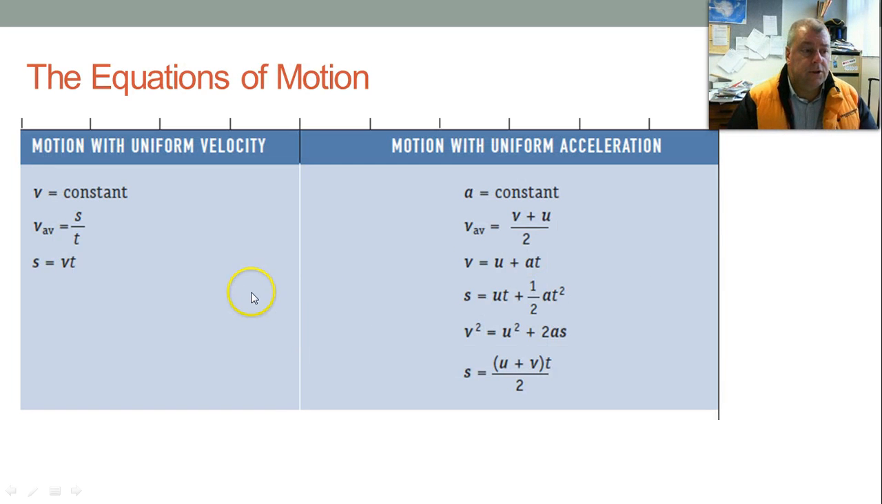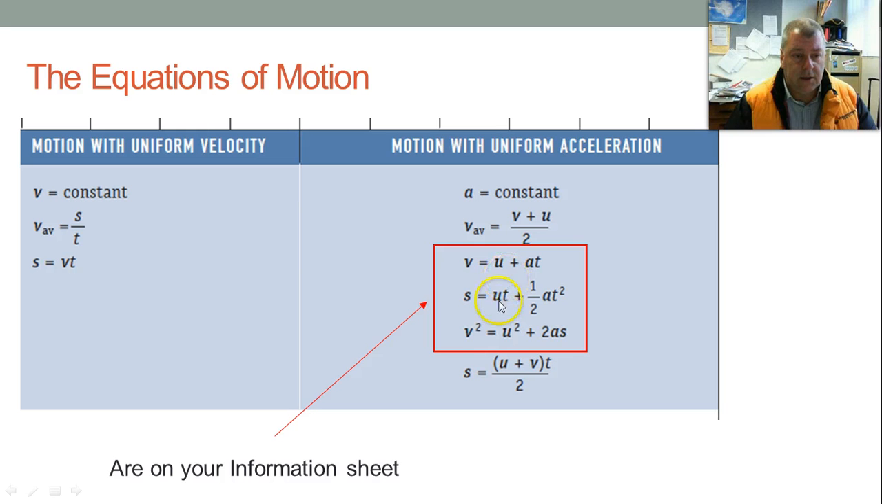So these are our equations of motions. We've done v equals s on t, or s equals vt. We've looked at that before, and they were for uniform velocity, but when we introduced acceleration, and we're considering situations of constant acceleration, so uniform acceleration, we can then derive these equations here. And the main ones we use are these three here, which we would call the equations of motion, and they're on your information sheet.